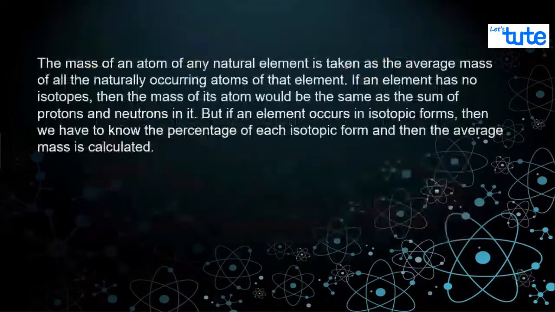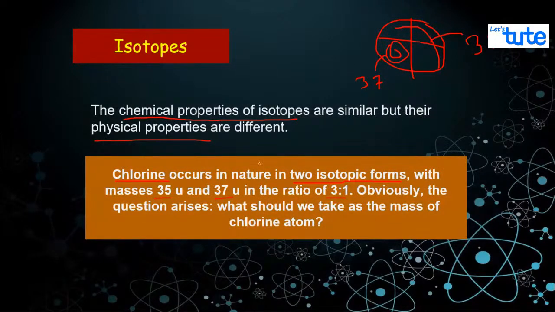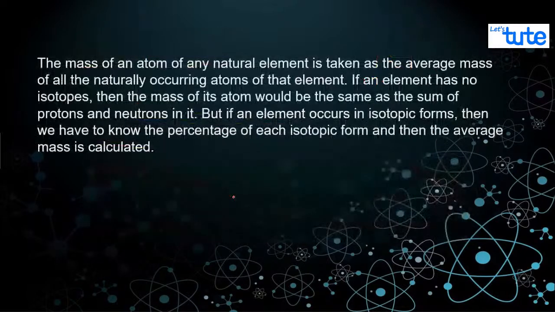Okay, but how do we calculate the atomic mass of the chlorine atom? If we have two atomic mass numbers, which number should we consider? In chemistry, it is properly defined that the atomic mass of any natural element is taken as the average mass. Okay, so we are supposed to take the average.